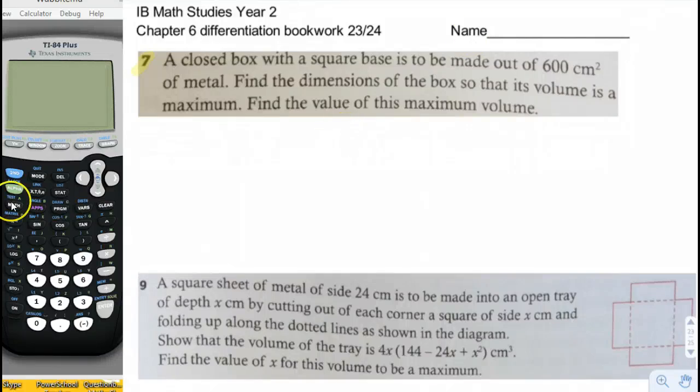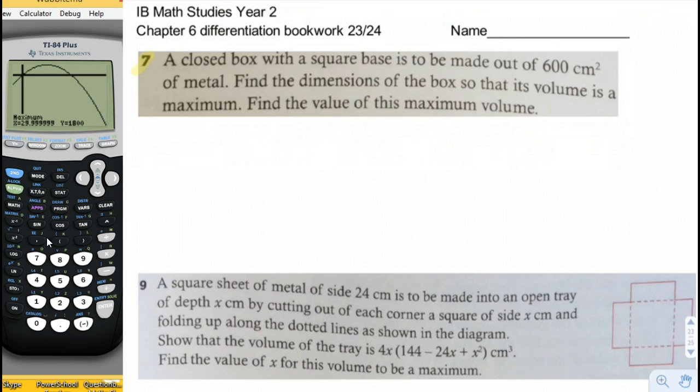Last section on differentiation. These are more word problems. We're going to do every other one. A closed box with a square base is made out of 600 centimeters squared of metal. Find the dimensions of the box so that its volume is a maximum. Find the value of this maximum volume.